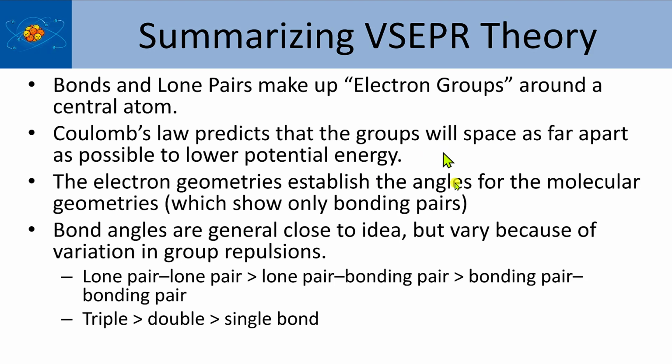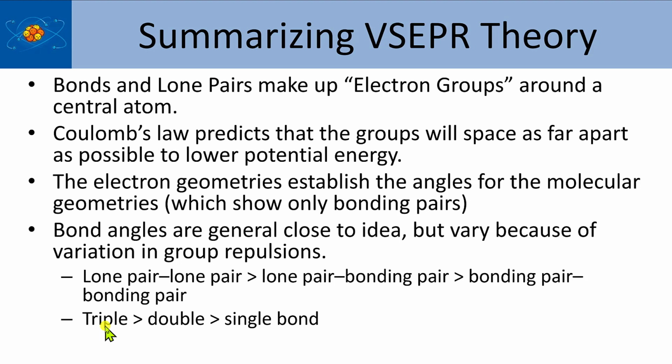Now, bond angles are generally pretty close to ideal. For example, 120 for trigonal planar, or 109.5 for tetrahedral. But they vary a little bit because the group repulsions vary a little bit. Lone pairs repel lone pairs the strongest because they're not focused on atoms that they're bonded to, so they sort of diffuse out a little bit. Lone pairs versus bonding pairs is a little less repulsion, and bonding pairs have the smallest repulsion.